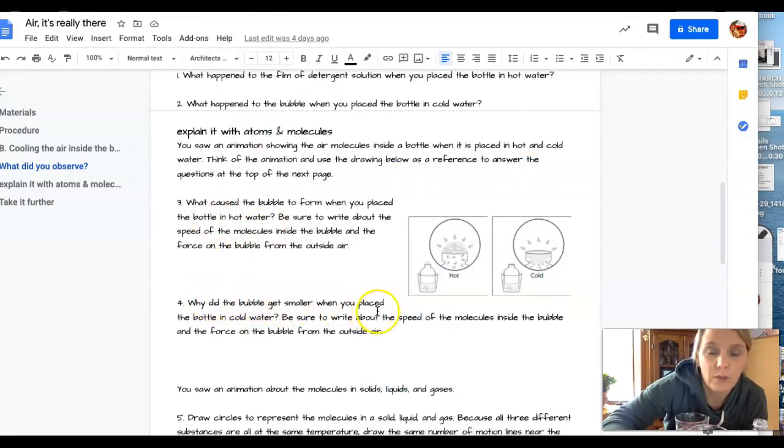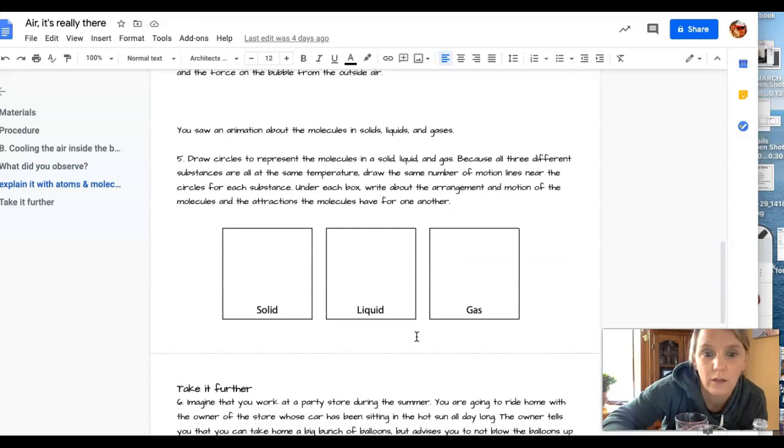Why did the bubble get smaller when you push the bottle into cold water? And be sure to write about the speed of the molecules inside the bubble and the force on the bubble from the outside air. Okay, so answer those two questions. And again, if you need to rewind this video and look back at the video I just showed you, please do that. Okay, the last part here.